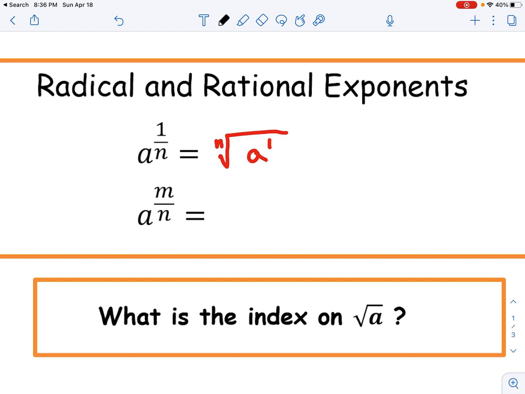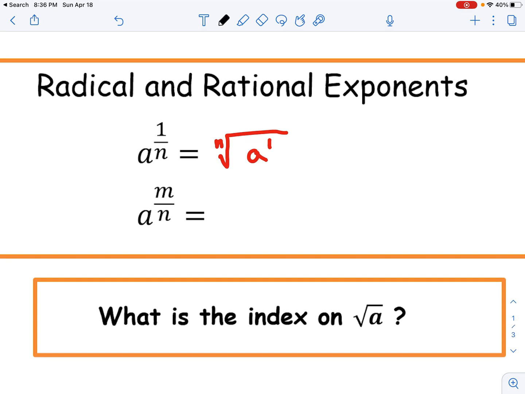I've got the first one already done for us, and as you can see, the n is on the denominator of my fraction exponent, and it's also the index. So that's where that would go, and then my numerator is an exponent inside the radicand as well.